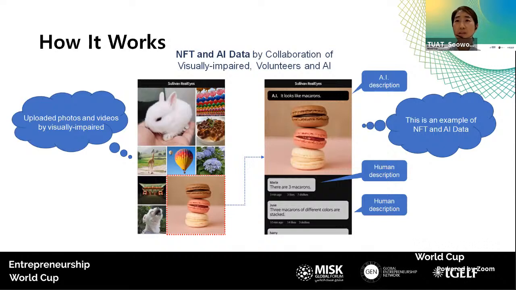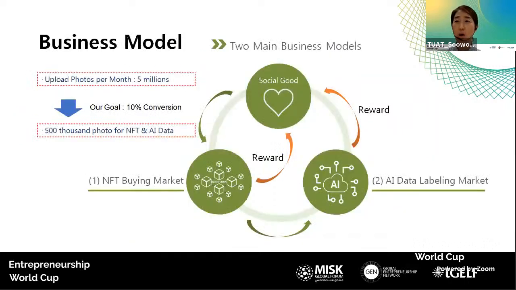Primarily, AI and volunteers explain various photos and videos uploaded by visually impaired people. Secondly, that explained information is more refined through the process of verification by other volunteers too. And this last refined image information is stored in blockchain and can be used as AI data. In the end, our business model is a structure that records someone's good deed on the blockchain and rewards participation by issuing NFTs and generating AI data.